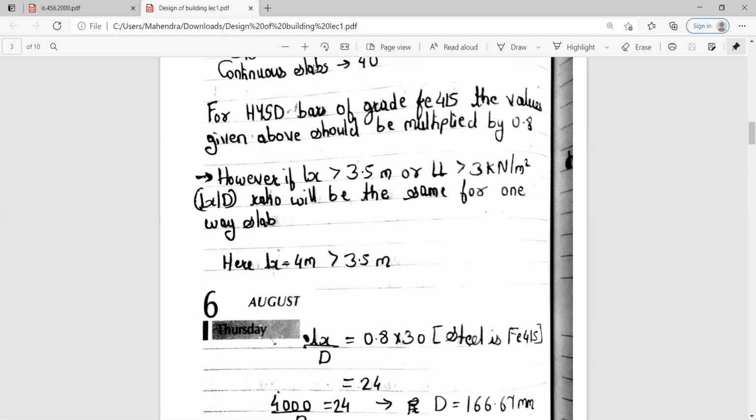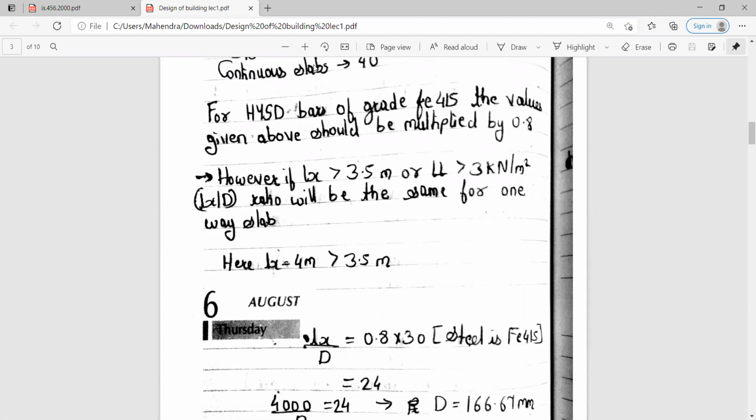So Lx by d, as they have told you, for HYSD bar, that is for the high yield strength bar, you need to multiply it by 0.8. So for simply supported, they have given you the value that is 35, but for the safer side, we are considering it 30. So we can consider minimum 30 to 35 in the range. In some books, they have considered 30, in some books, they have considered 35. So you can consider any of the values for simply supported beam and for FE 415.